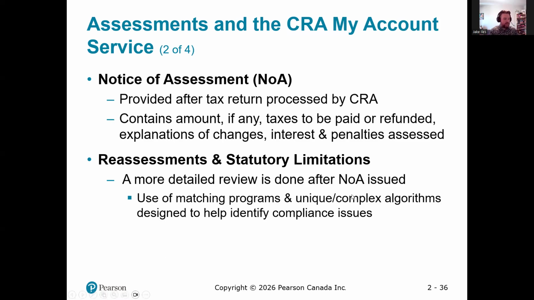Use of matching programs, complex algorithms designed to help identify compliance issues. Just saying they have programs in place to help flag and identify returns that might need a bit more scrutiny.